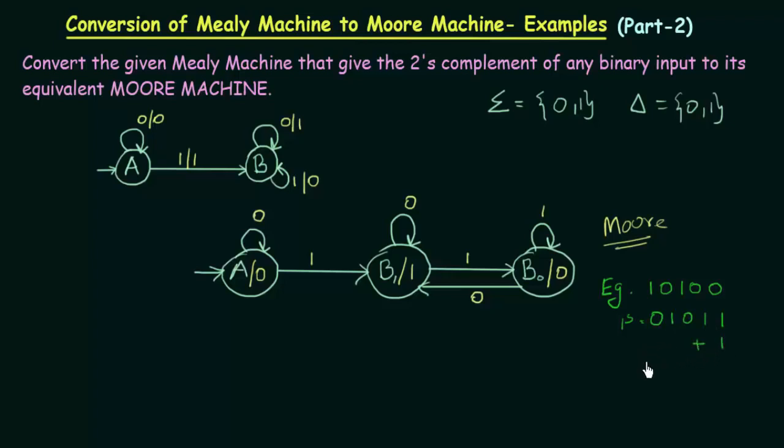When you add 1, what do you get? 1 plus 1 is 0, carry 1; plus 1 is 0 again, carry 1; plus 0 is 1, and this 1 and this 0. So this is the 2's complement of this number. So let us pass this string to our Mealy machine and also to our Moore machine and see if we are getting the 2's complement.